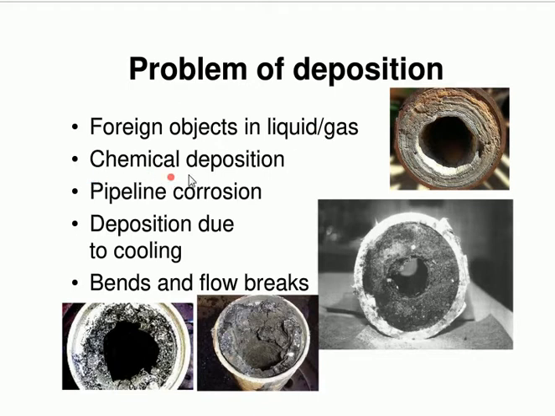We've got chemical deposition, so sometimes you get a reaction between the pipeline wall and whatever you're pumping through the pipeline, and it just sort of settles on the pipeline itself. You get pipeline corrosion. You get deposition due to cooling. And then you've got bends and flow breaks, like valves and things like that, and deposition could happen in the bends or wherever the flow breaks are. Okay, move on.